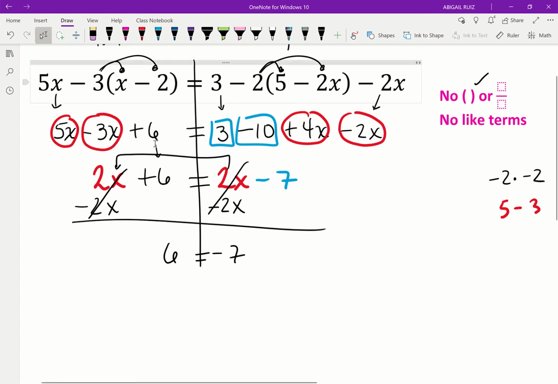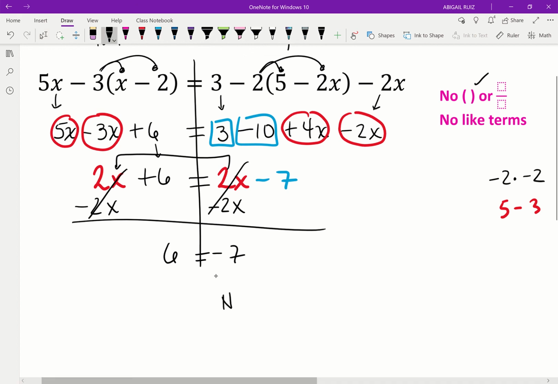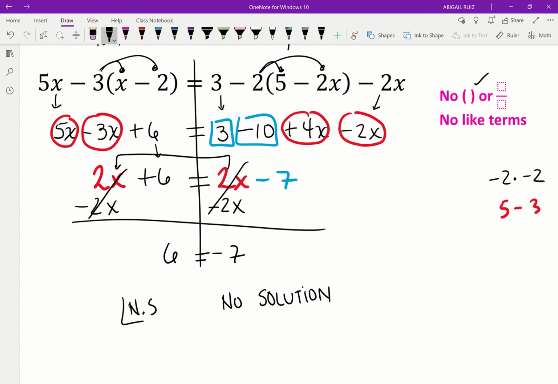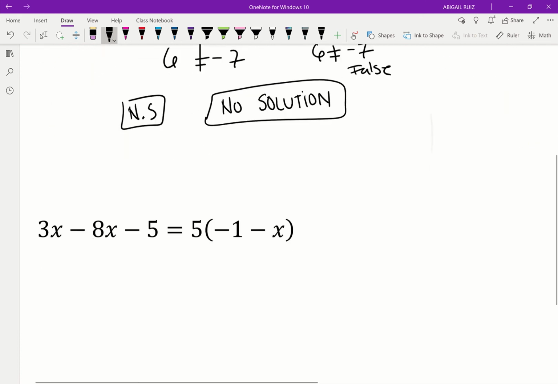And as you can see, 6 equals -7. That means no solution. Why? Because that's false. Okay? This is no solution. In the actual assignment, you could abbreviate it as NS. That means that 6 is not equivalent to -7. They're not the same. That's false. But the answer is no solution.